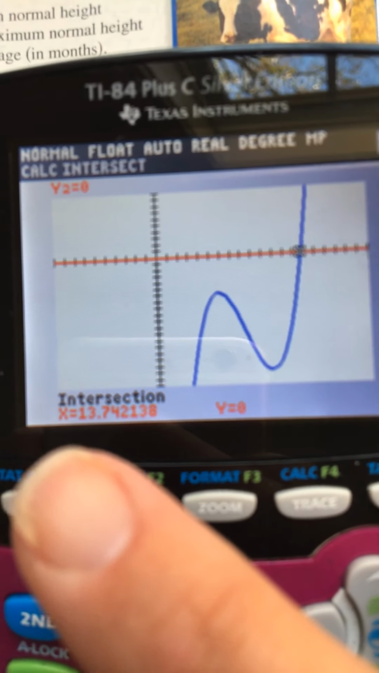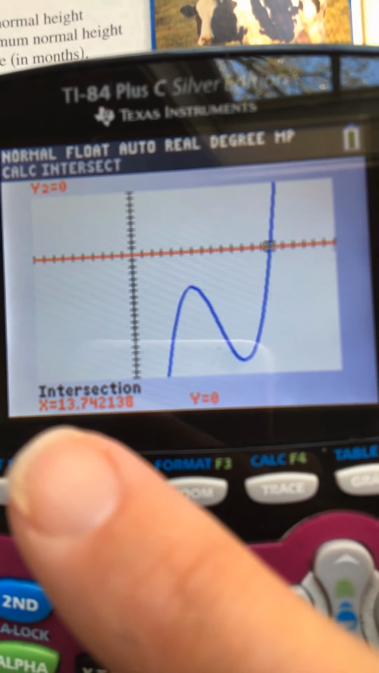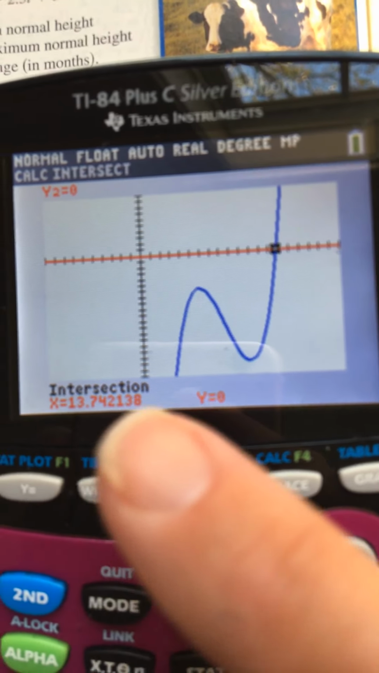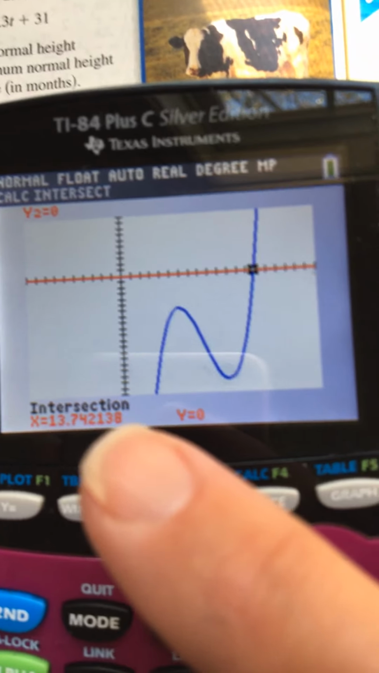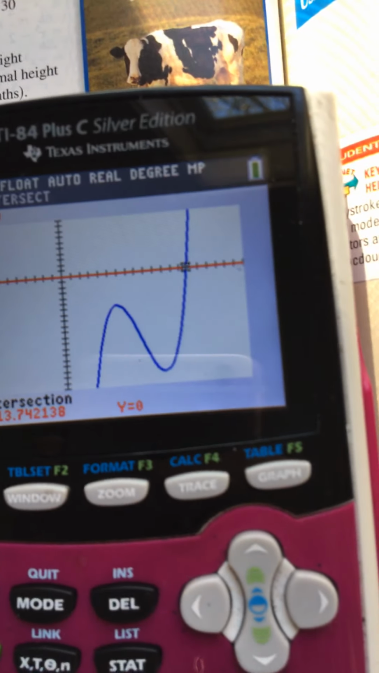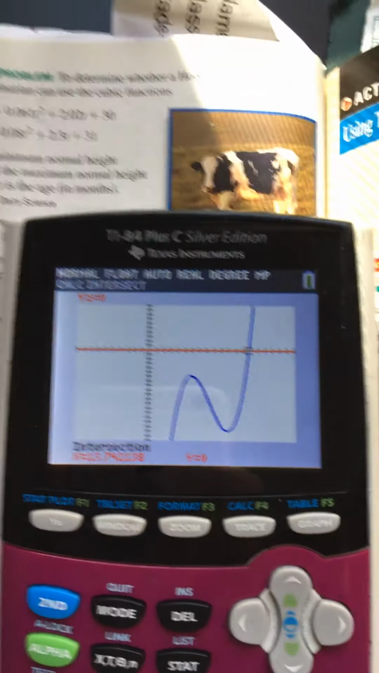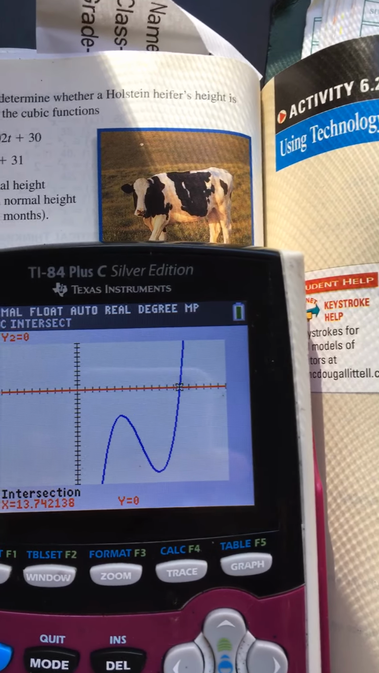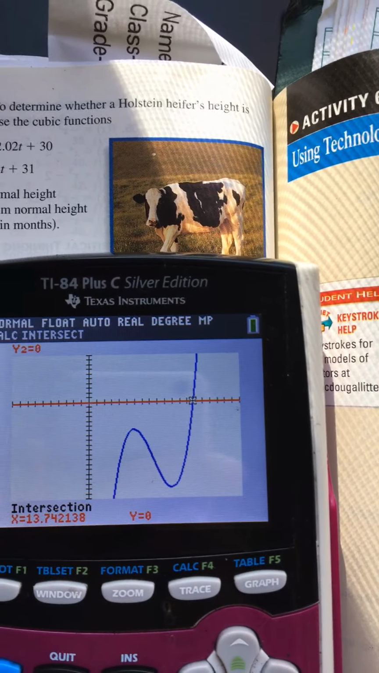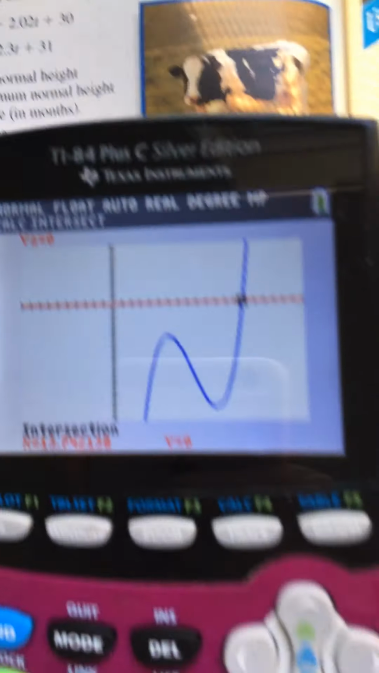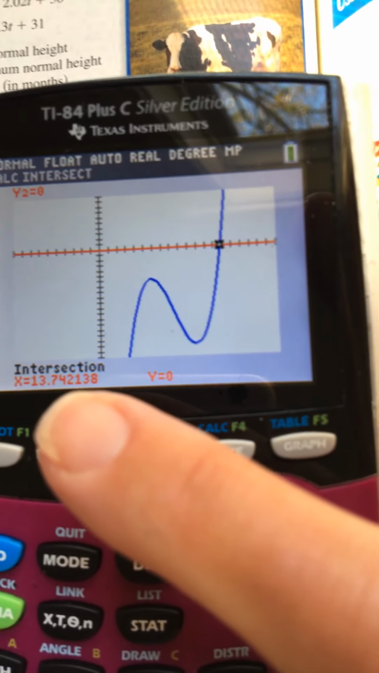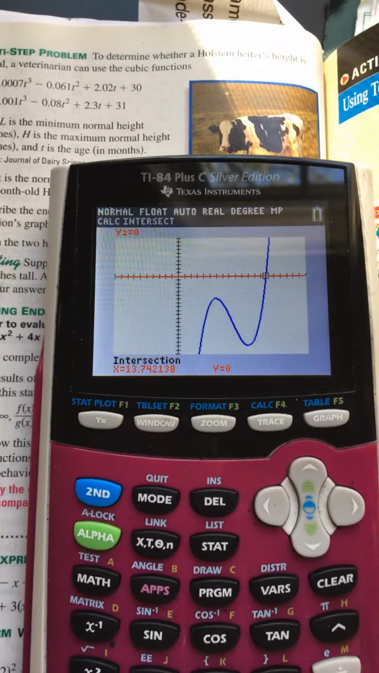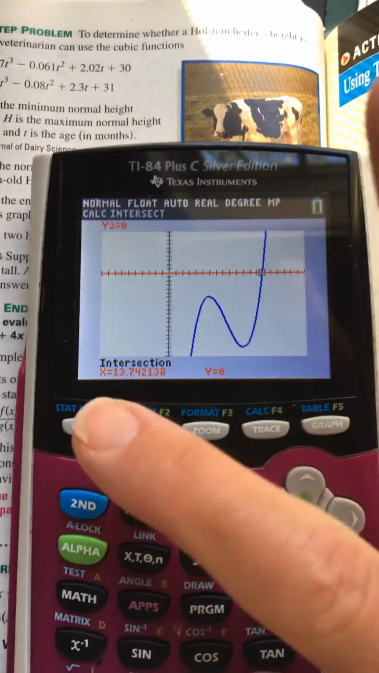Now, x isn't anything great on this one. It's 13.7, and so on. If you needed this as a fraction, write it down exactly. Let's see if I can do that through my calculator here. 13.742138. Okay, so now if I need this as a fraction, because my teacher doesn't want a decimal, my teacher wants a fraction, then you can go back to your math screen.